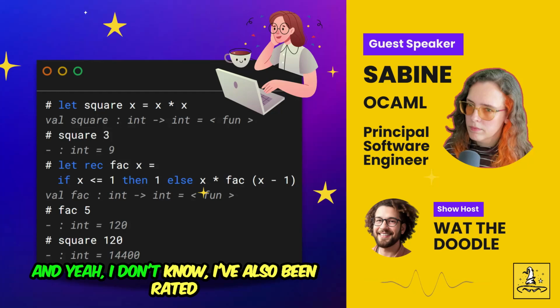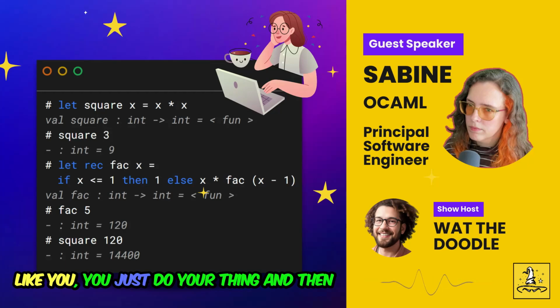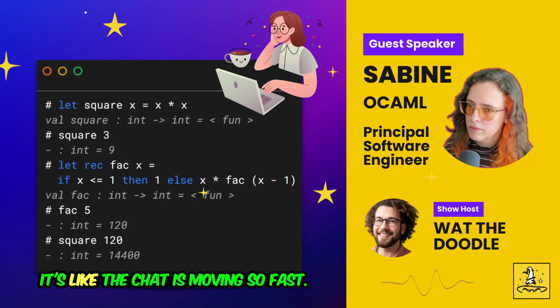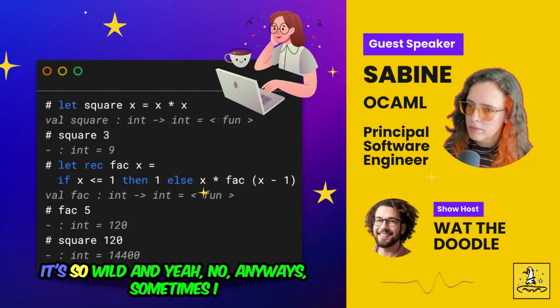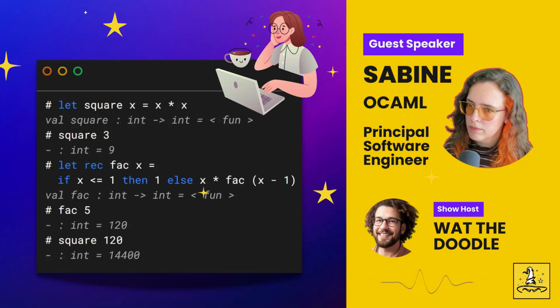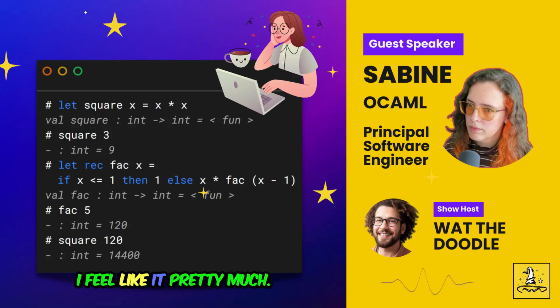I've also been raided by the Primeagen, which is pretty wild. You just do your thing, and then suddenly you have 2,000 people in the channel, and the chat is moving so fast. I don't know how he can do that. It's so wild. Anyways, sometimes I do small open source contributions on stream. I stream when I feel like it, pretty much.